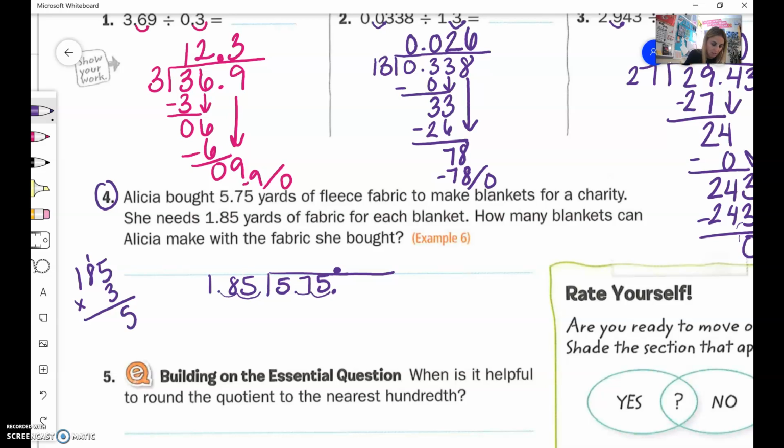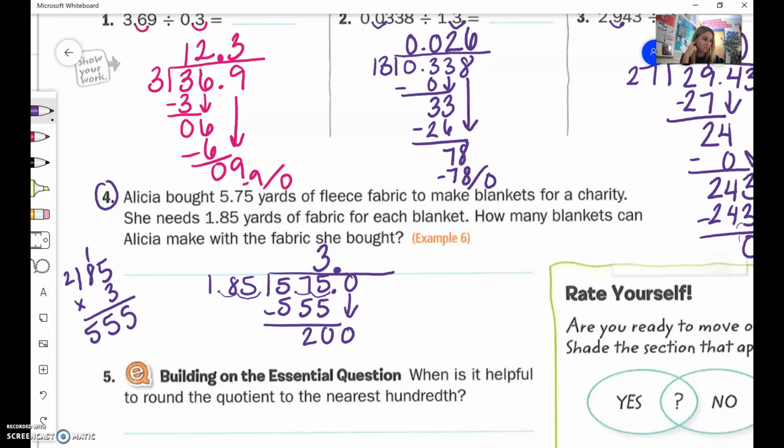So 5, 5 times 3 is 15, 8 times 3 is 24, plus 1 is 25. 3 times 1 is 3, plus 2 is 5, so I got 555. That sounds about right. So 555. So I'm going to subtract. 0. 7 minus 5 is 2. Okay, so if I add another 0, I'm going to be left with 200.